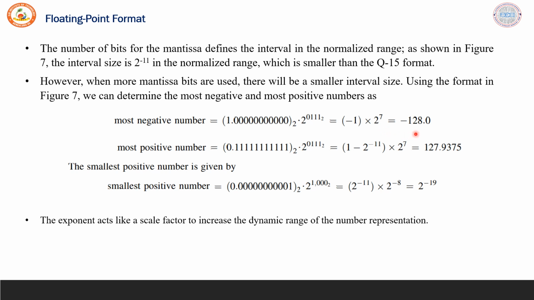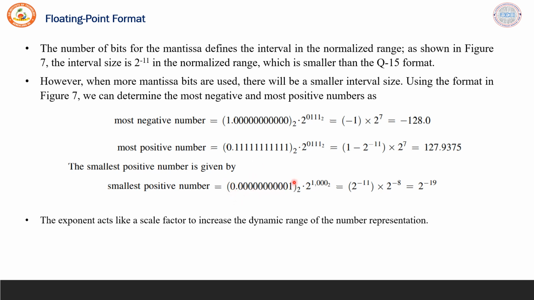whose decimal equivalent is -128. Coming to the most positive number, the MSB in the mantissa is 0 and the remaining bits are all ones. The exponent is the same as in the previous case. This yields the answer equivalent to (1 minus 2 to the power of -11) multiplied by 2 to the power of 7, whose answer is 127.9375.